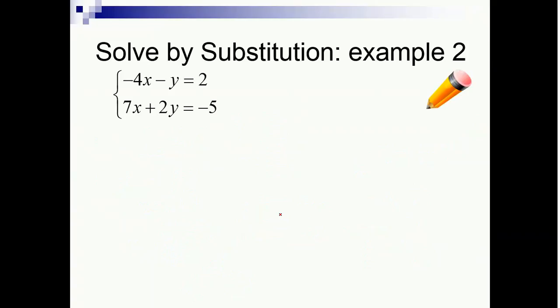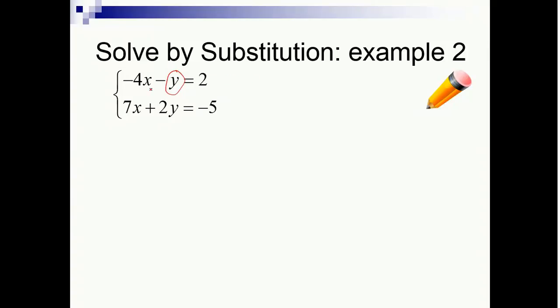Let's try another example of substitution. The very first thing I notice is I don't have a variable solved for. You have to solve for a variable to begin substitution. Now, don't be a hero. Try to solve something easy. I notice I have this y that doesn't have a number to it, just negative. I'm going to solve for y there.